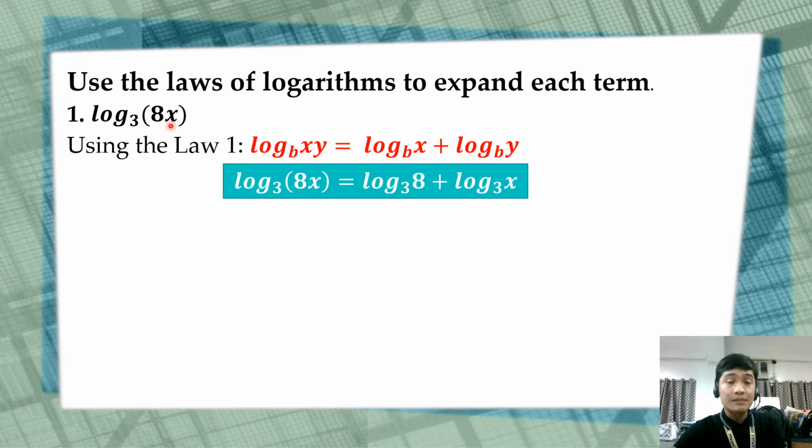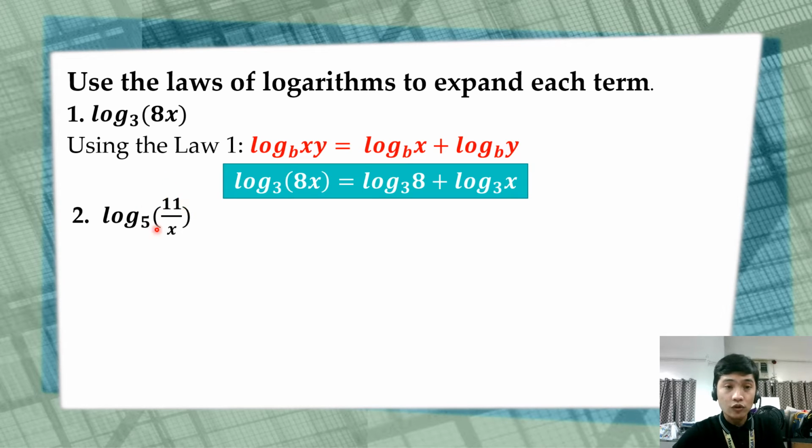Therefore, the expanded form of logarithm of 8x base 3 is equal to logarithm of 8 base 3 plus logarithm of x base 3. Let's do example number 2. Example number 2 is logarithm of quantity 11 over x base 5. So we are asked to get the expanded form of this particular logarithmic expression.